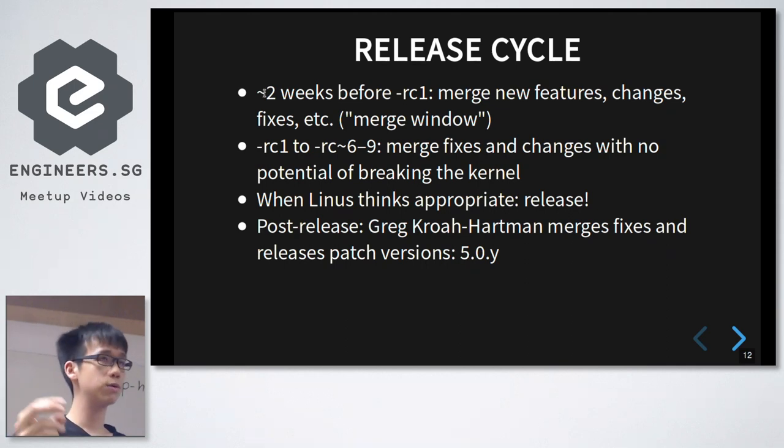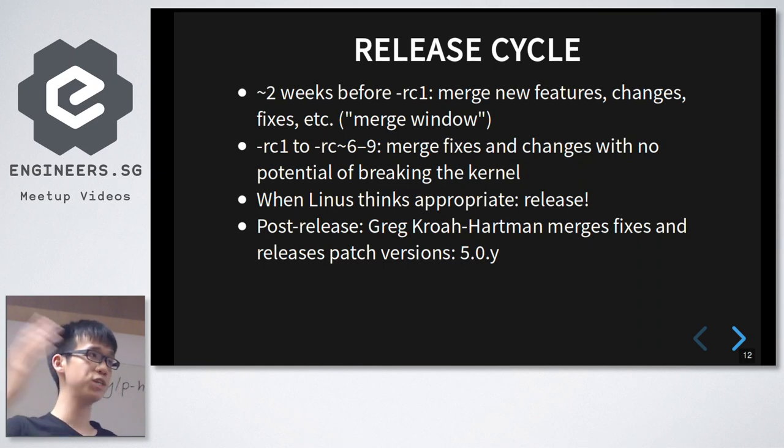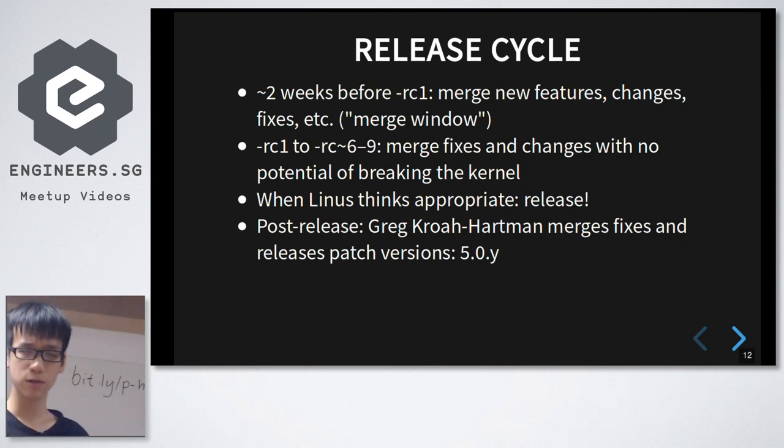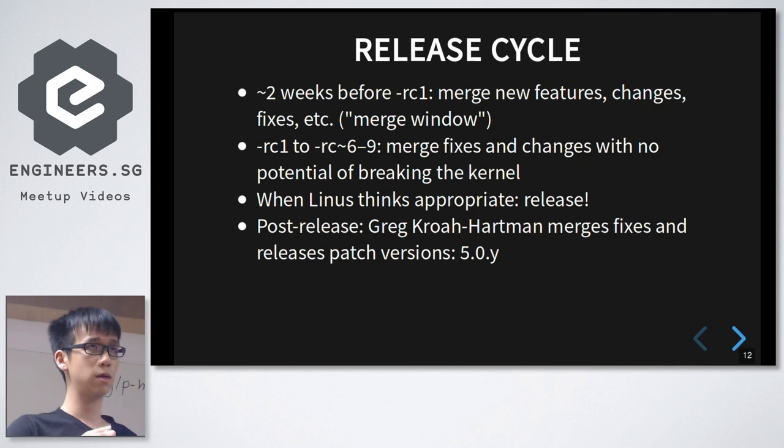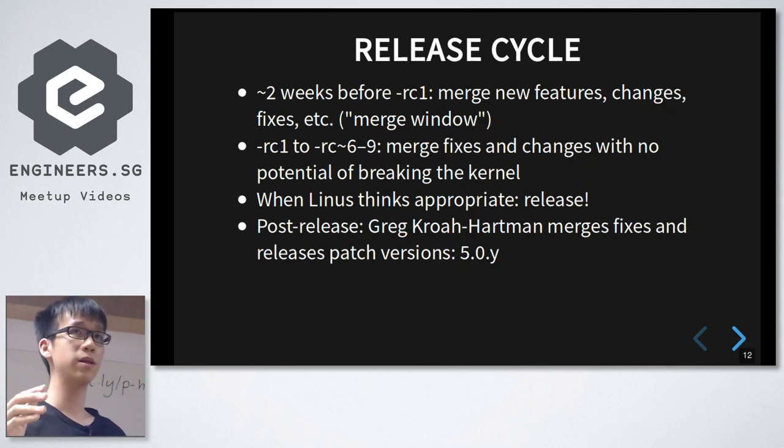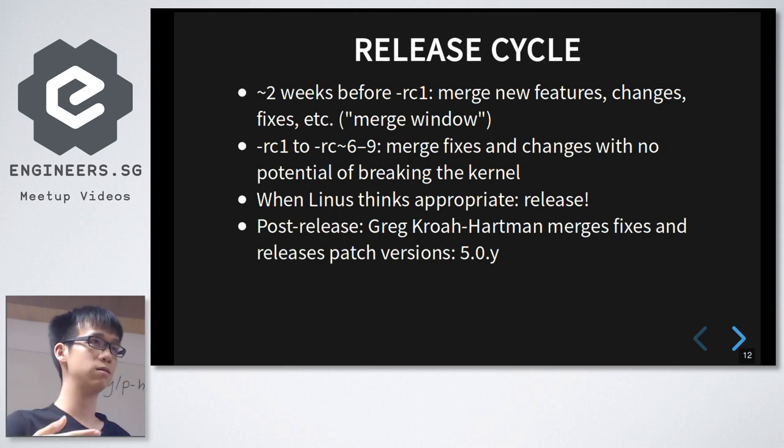In this merge window, the subsystem maintainers will send their pull requests to Linus, and he will accept them. Whatever changes, new features, major changes that could break things, all go into the kernel during this merge window. When Linus thinks it's appropriate, he releases RC1. The moment RC1 is released, the merge window is closed, right? From RC1, depending on the changes that go in, there are usually about 6 to 9 RCs, release candidates.